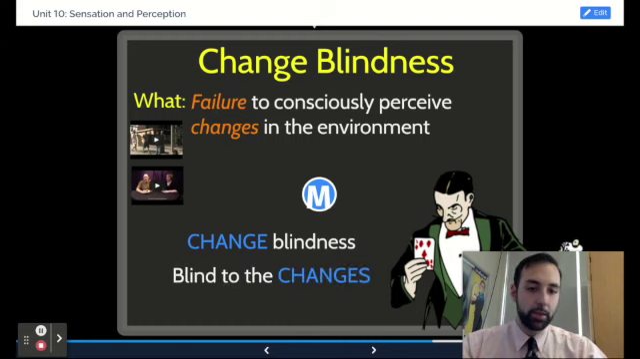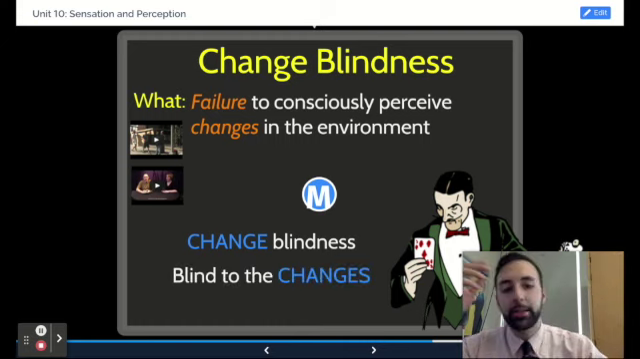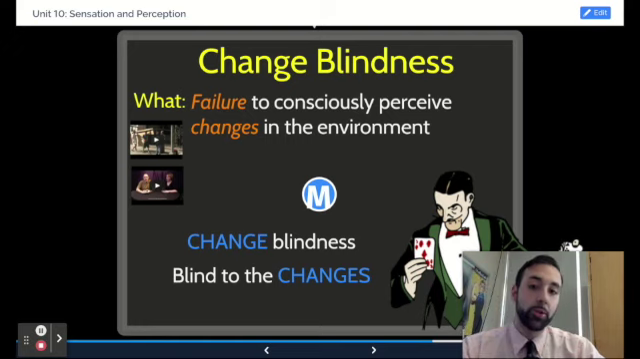Change blindness is very similar, except instead of being unable to notice an object at all, change blindness is the idea of being unable to notice some type of change in the environment.